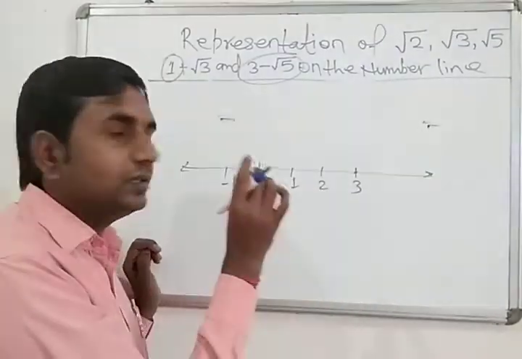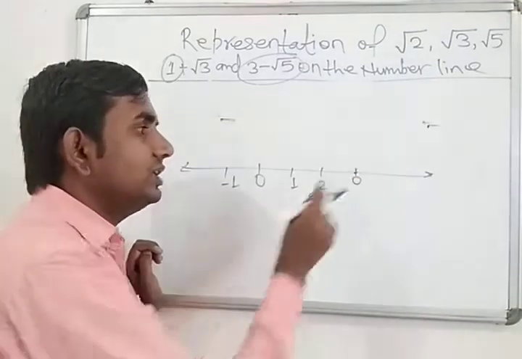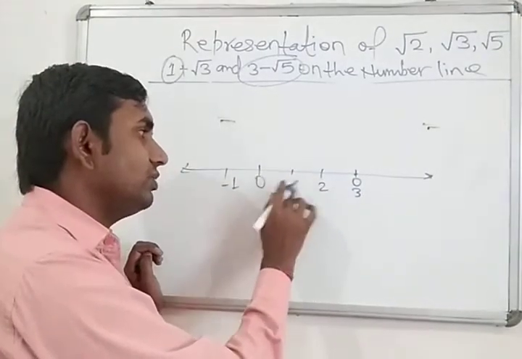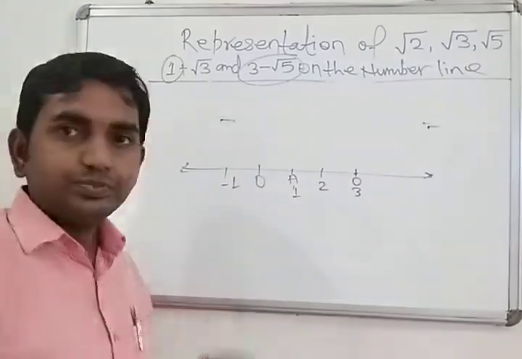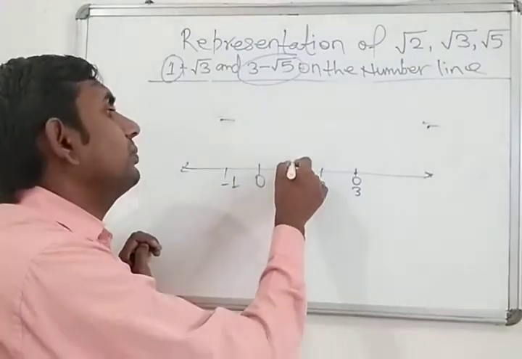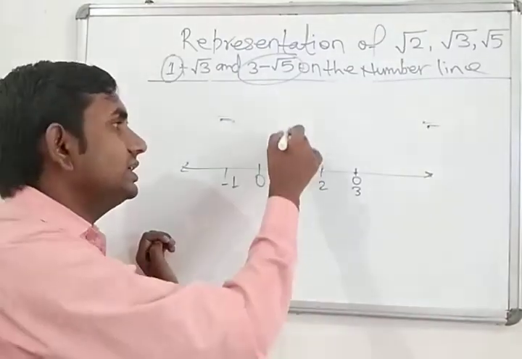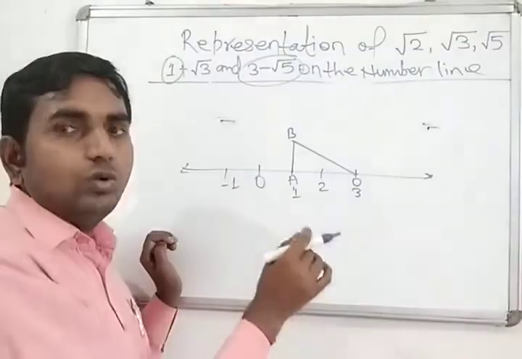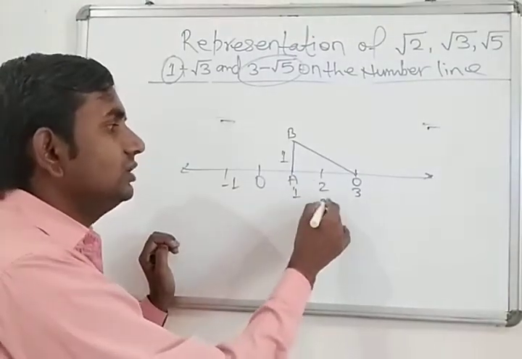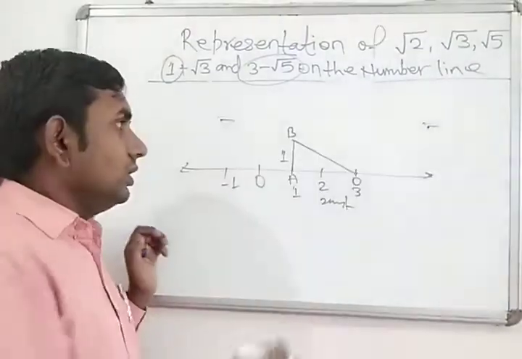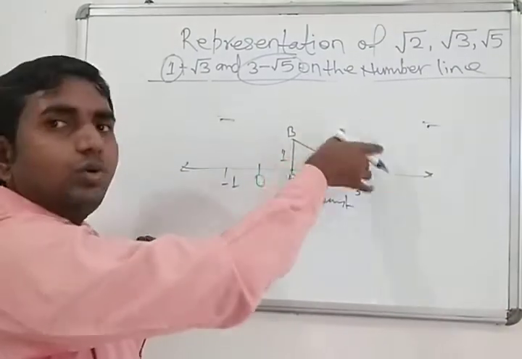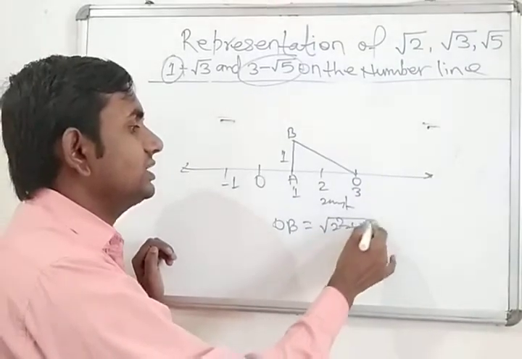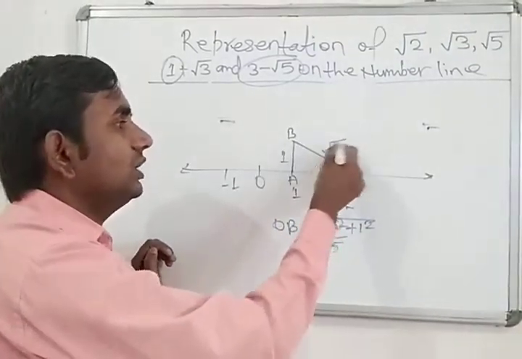So here we have to take 3 points. Suppose this point is 0 in place of 3, and here 1 unit, 1 unit, 2 units. Then this point we take as A. Okay, now we construct a perpendicular which is equal to 1 unit, and its name is B. Okay, next we join B to O. This is 1 unit and this total length is 2 units. Now if we find the length of OB, then it is equal to under root 2 square plus 1 square, so it is equal to under root 5.